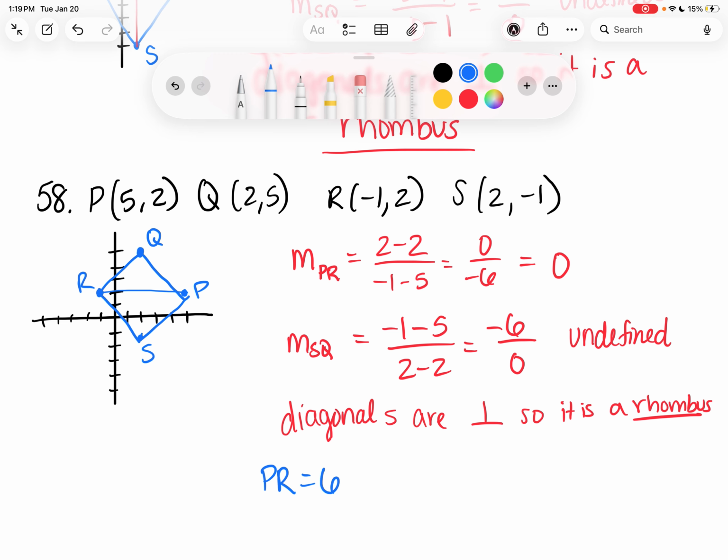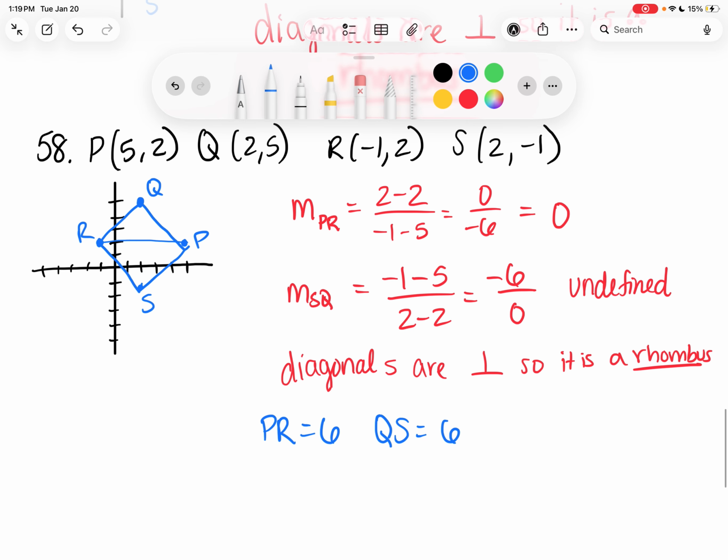Now I'm going to do the same thing with QS. Okay, so they have the same X value. They both are 2. So I'm going from -1 to 5. So what's the distance of QS? 6. It is also 6. So, since those are both equal, the diagonals are congruent as well.